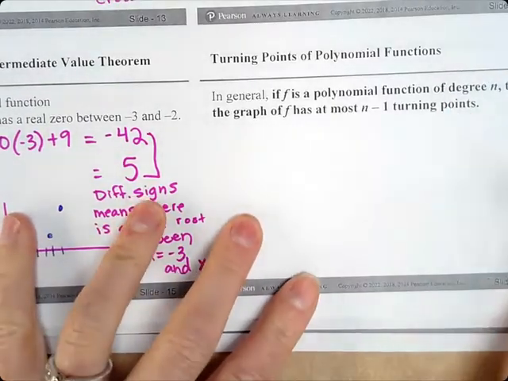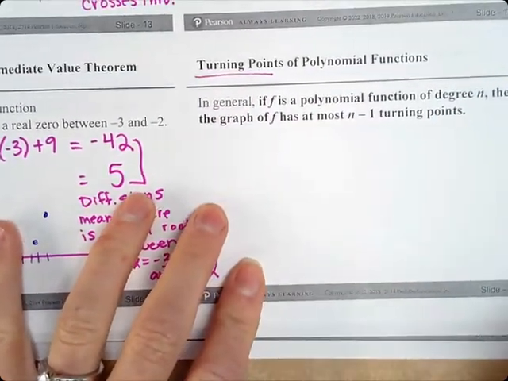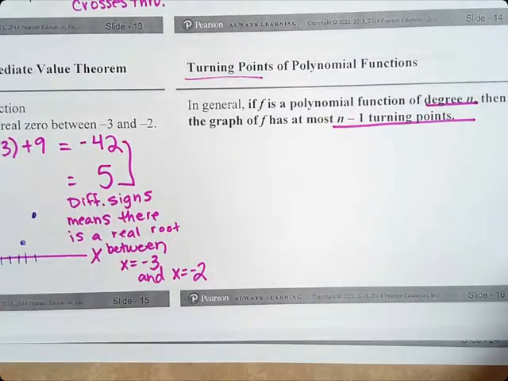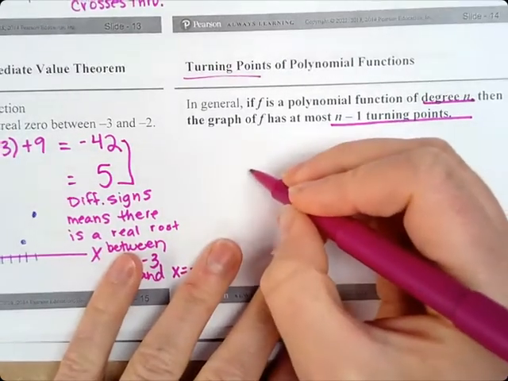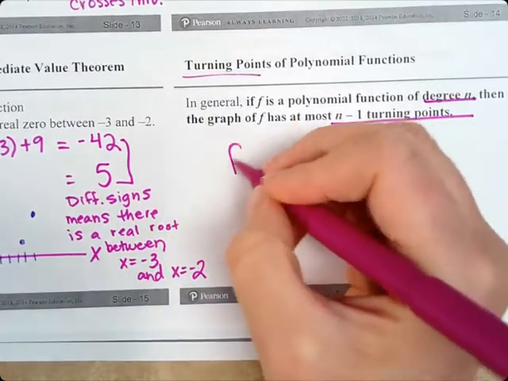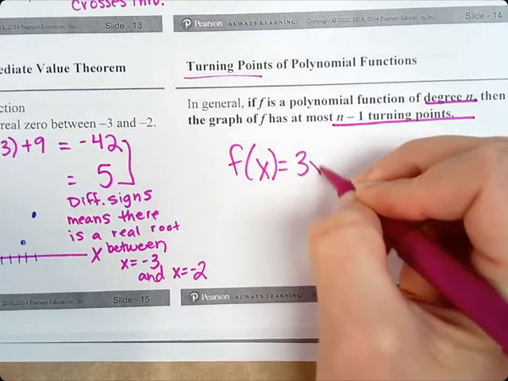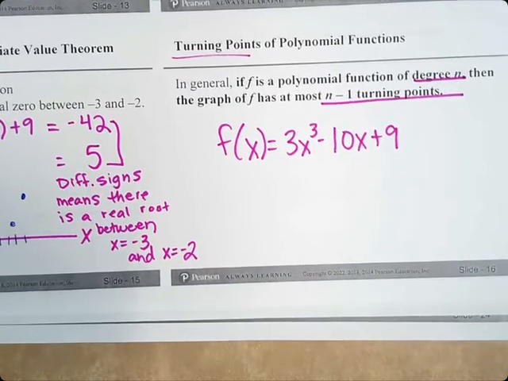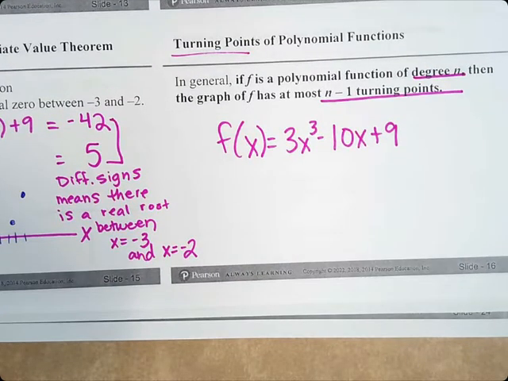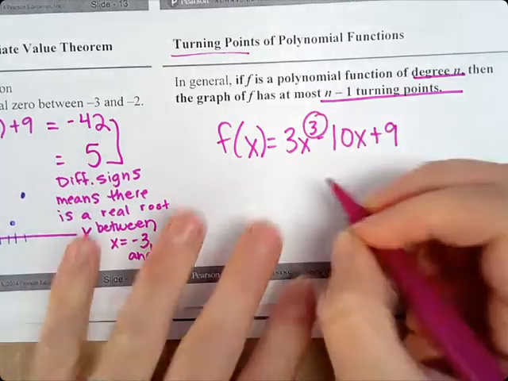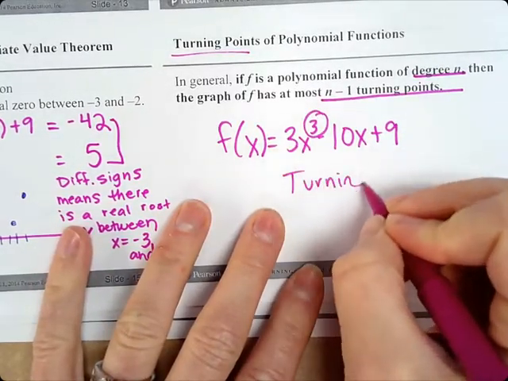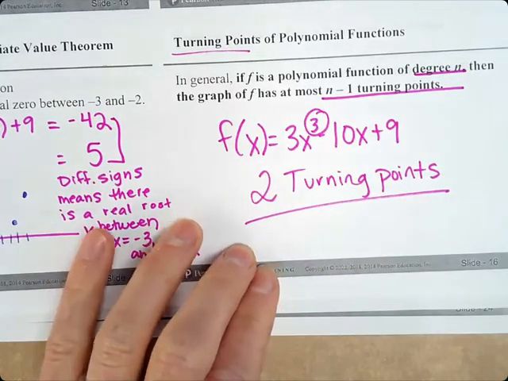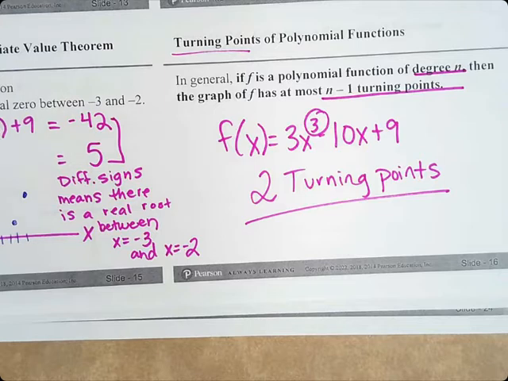So in order to determine how many turning points there are, you would look at your degree, which is n, and subtract 1. So the example f of x equals 3x cubed minus 10x plus 9. We would look at our degree of 3, and so we would say it has 2 turning points, because you take whatever the highest degree is and subtract 1.